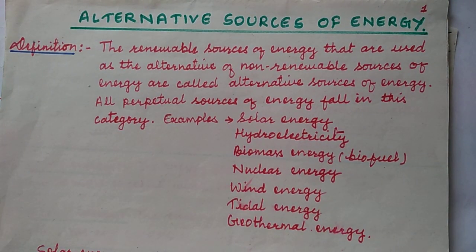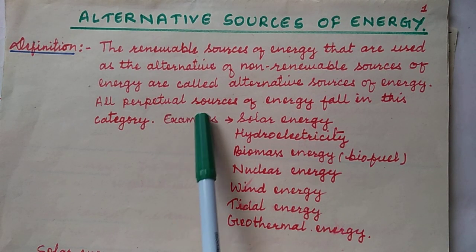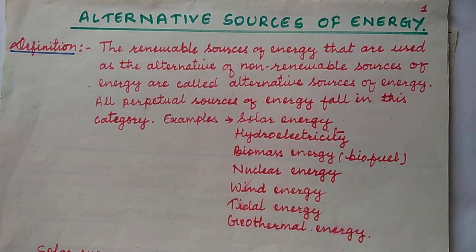Alternative sources of energy definition: the renewable sources of energy that are used as the alternative of non-renewable sources of energy are called alternative sources of energy. Mainly, non-renewable sources of energy are fossil fuels. The energy sources which are used in place of fossil fuels are called alternative sources of energy. All perpetual sources of energy fall in this category. Perpetual sources of energy means everlasting sources of energy.